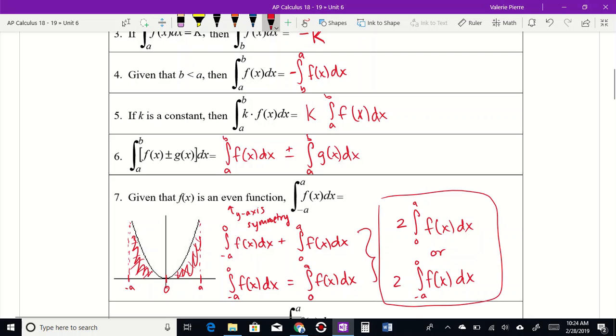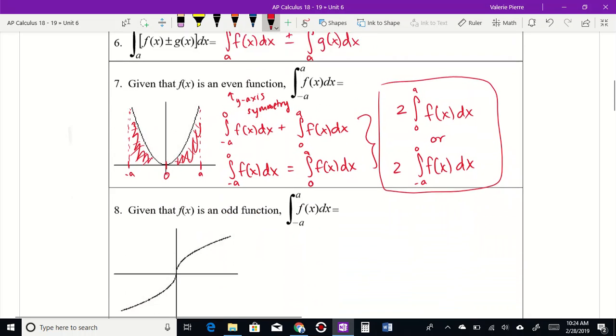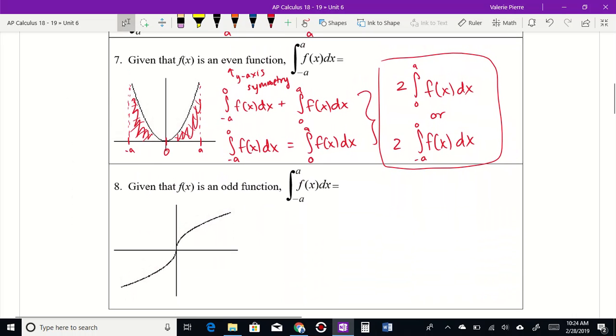Okay, so you can either use 2 of the positive ends or 2 of the left side end. Now if we have an odd function where the first quadrant and the third quadrant are the same and kind of rotated, then if we're going from negative a to a, these areas are now going to be the same, except one is negative and one is positive due to the position of the function according to the x-axis, right?